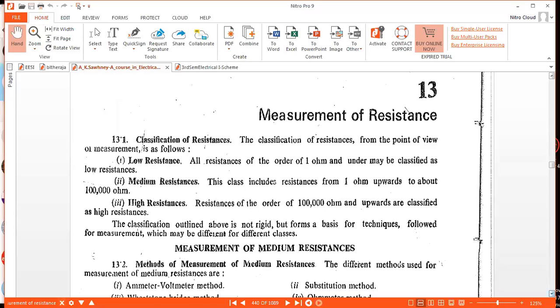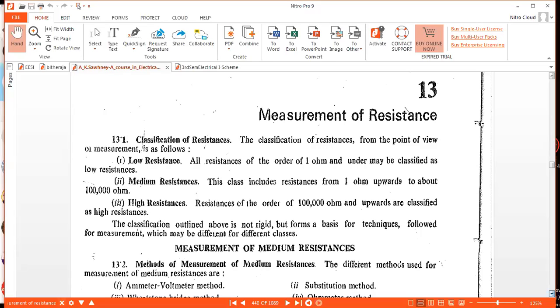Medium resistance is the resistance from 1 ohm upward to about 100 kilo ohm, or 1 lakh ohm. So 1 ohm to 100 kilo ohm resistance is known as medium resistance, and the resistances above 100 kilo ohm are called high resistances. The classification is not rigid but forms the basis for techniques followed for measurement.